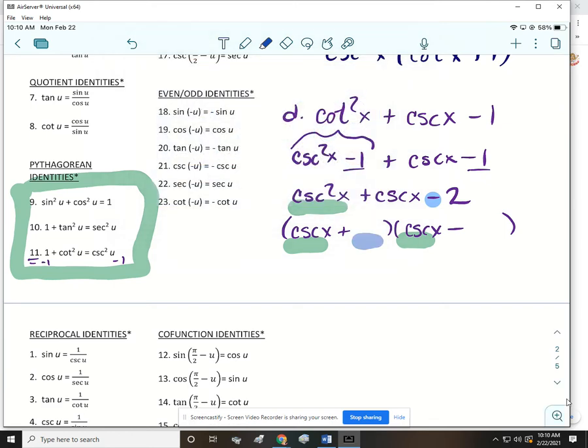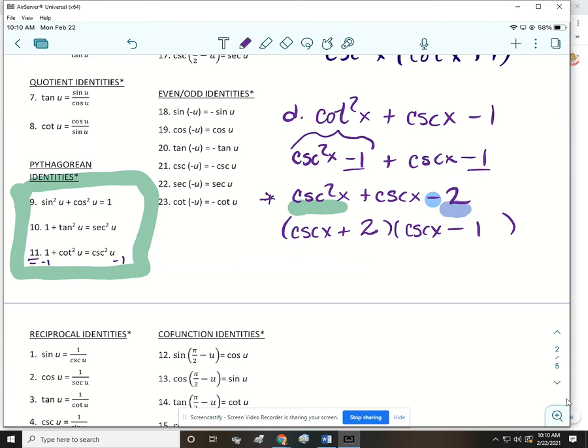And then what I put here and here need to multiply to give me 2. So I know that's going to be 1 and 2. We just have to figure out where to put the 1 and where to put the 2. All right, because I want a positive cosecant of x, I would put the 2 here and the 1 there. Now, if I multiply that back out using double distributive property, I would end up getting this, which would simplify down to the original.